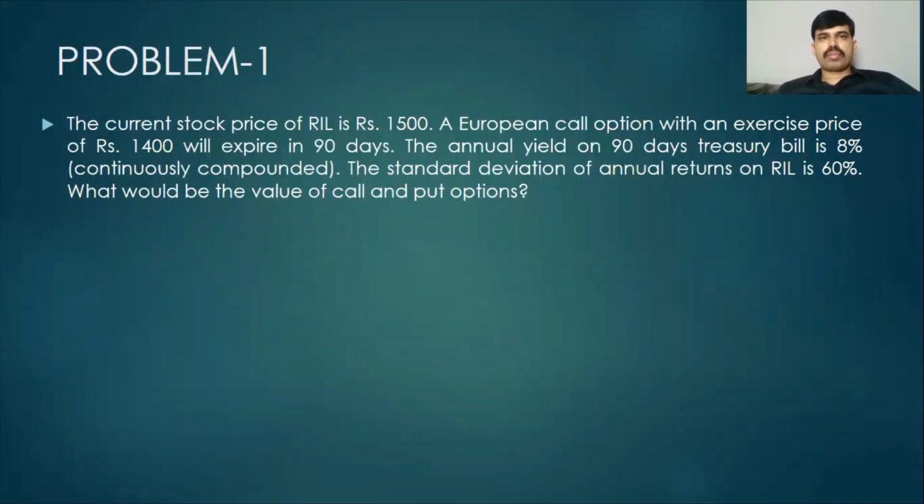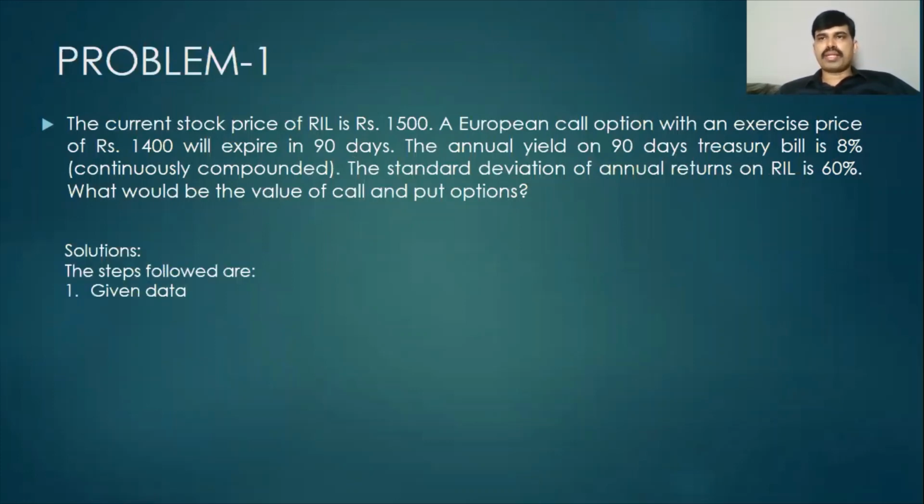The current stock price of Reliance Industries Limited is found to be 1,500. The European call option has an exercise price of 1,400 and will expire in 90 days. The annual yield on the 90-day treasury bill is given as 8% and the standard deviation associated with the underlying stock is 60%. Find the value of the call as well as the put option.